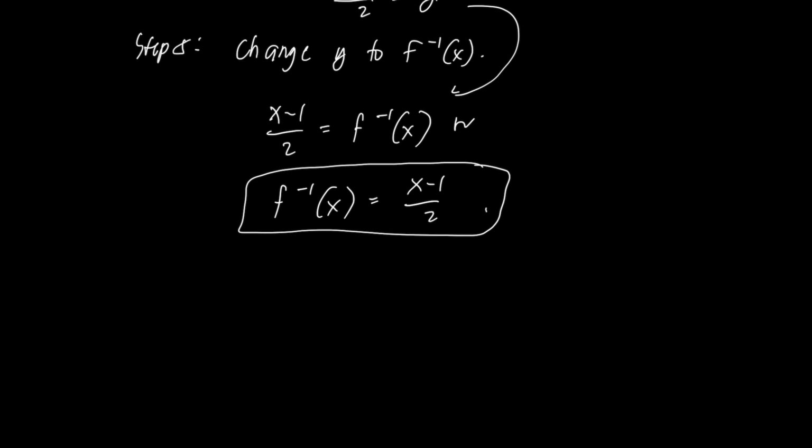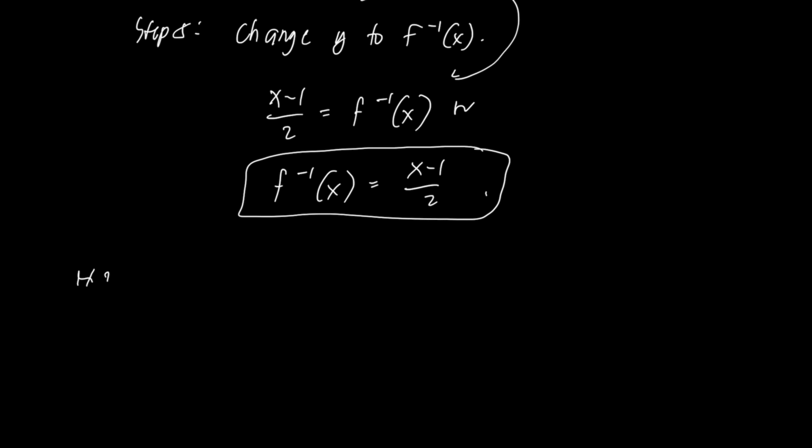If you try to find the domain and the range of these functions, you would know that the domain of f is the range of the inverse function, and the range of f is the domain of the inverse function. But in this case, since these are linear, the range and the domain are just real numbers.